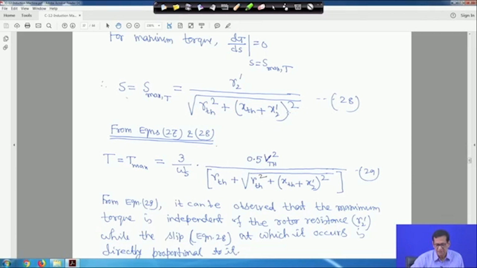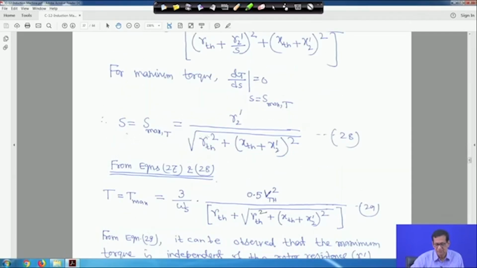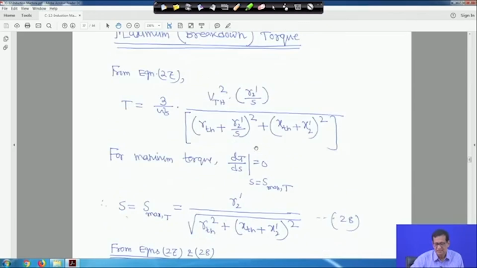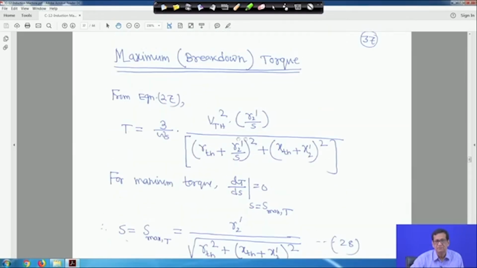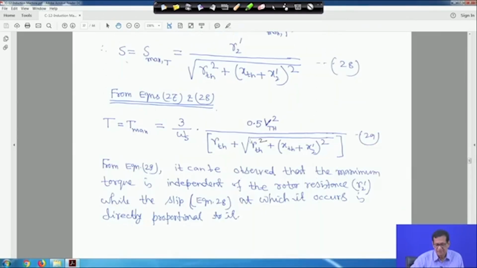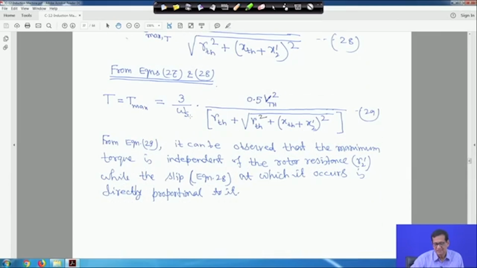Now, if you substitute S equal to S max T, which is this much, in this expression and simplify, you will get T equal to T max, equal to 3 upon omega s into all these things, right. I mean 0.5 V Thevenin square divided by R Thevenin plus root over R Thevenin square plus X Thevenin plus X 2 dash square, whole square.